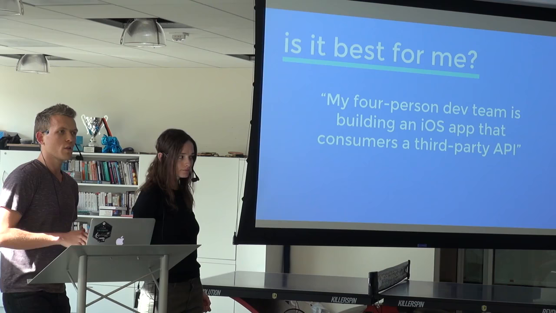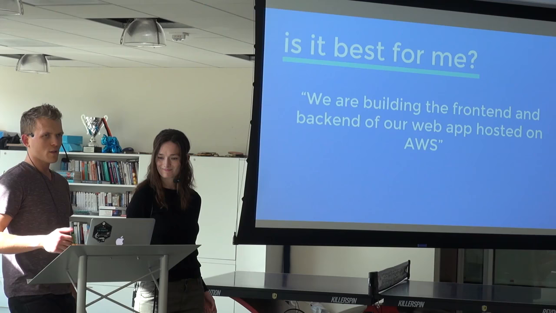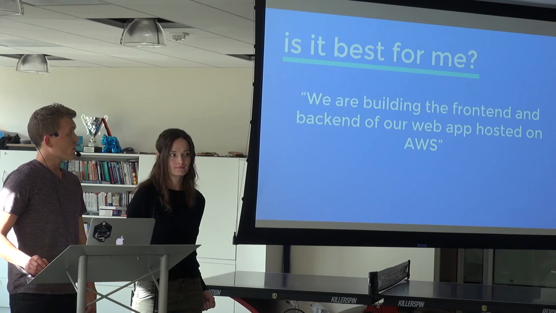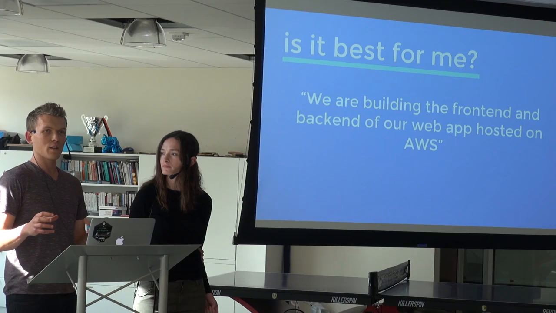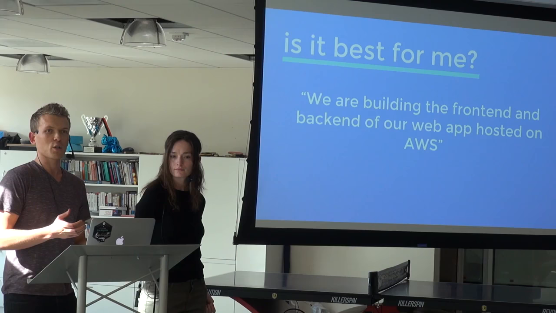Next scenario. This one's going to sound familiar to a lot of people here. We build both a front-end and back-end of our web app, and we host it on AWS or GCP or what have you. Here's another great situation where this is what continuous integration is built for. We want to make sure that the team that's building the front end and the team that's building the back end, when we bring their stuff together, that it's all going to be copacetic and it's going to actually be a product that works.